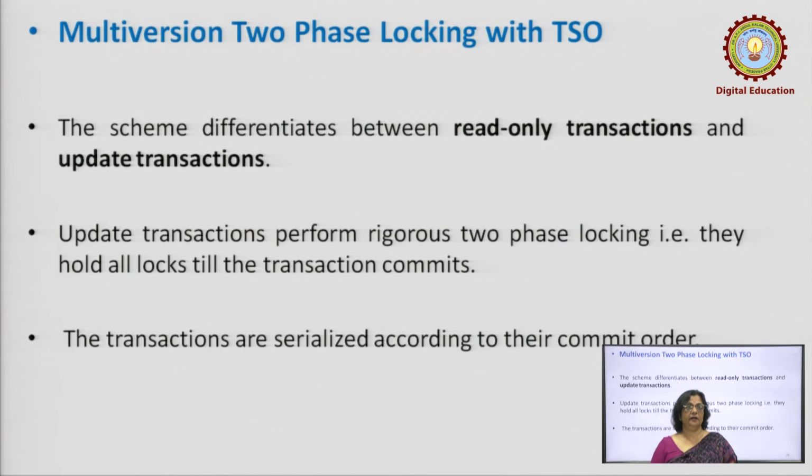The next scheme that we will take up is the multi-version two-phase locking with timestamp ordering. This scheme clearly differentiates between read-only transactions and update transactions. Read-only transactions are those which only read the value of the data, whereas update transactions are those which can read the data as well as update the data. Update transactions in this case perform rigorous two-phase locking, that is, they hold all the locks, shared and exclusive, until the transaction commits, and the transactions are serialized according to their commit order.